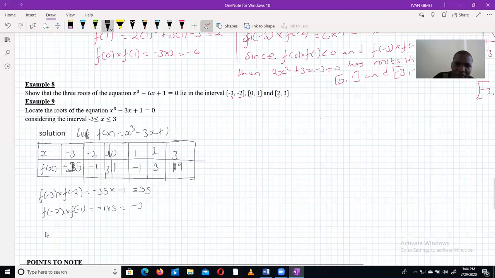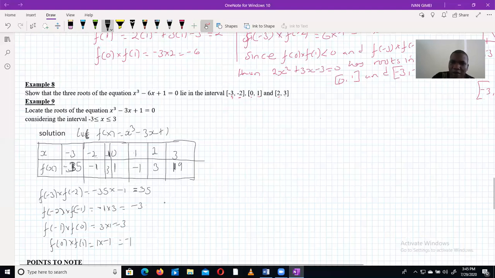What is f of negative 1 times f of 0? F of negative 1 times f of 0, that would be the same as 3 times 1, and that gives me 3. What is f of 0 times f of 1? That would be 1 times negative 1. It gives me negative 1.